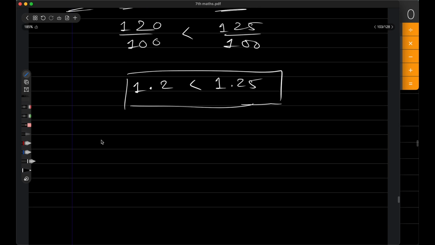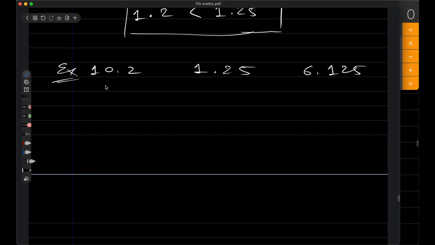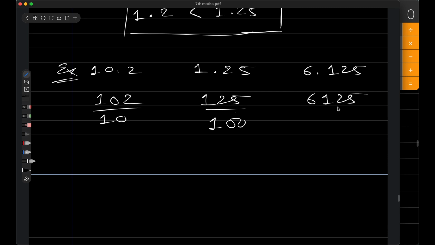Let us take one more example. 10.2, 1.25 and 6.125. Convert the decimals to fractions, that is 102 divided by 10, 125 divided by 100 and 6125 divided by 1000.